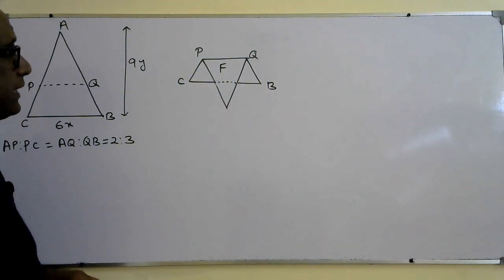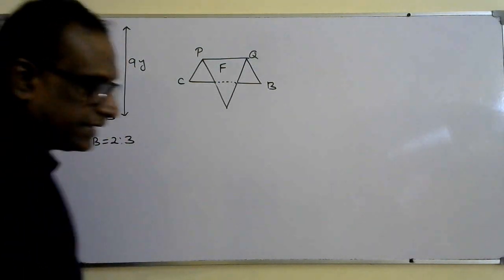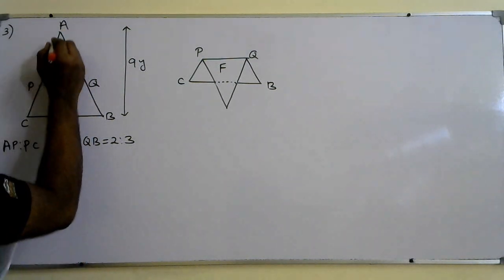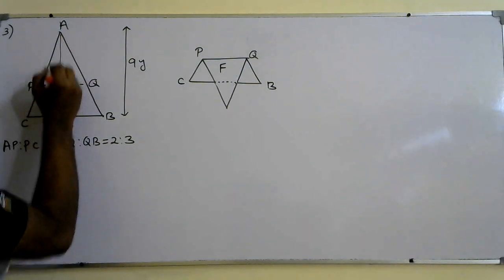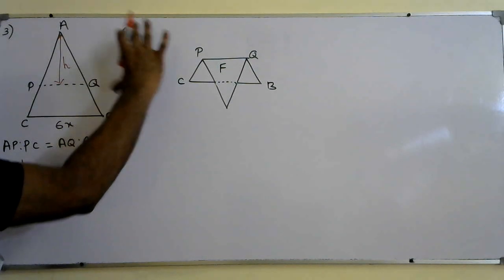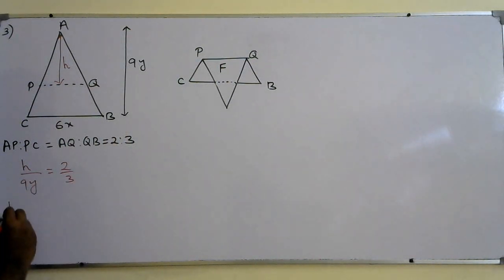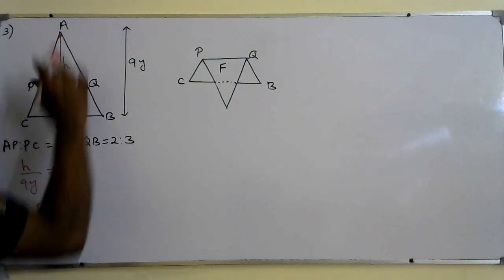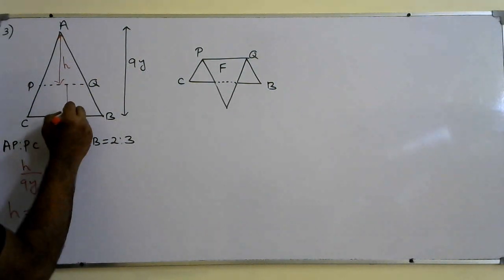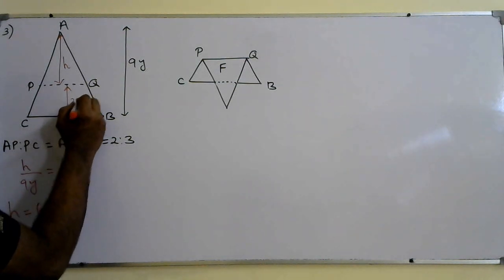Okay, we can do it like this. The height is 9y. If I take the height of the triangle APQ as h, then h over 9y is 2 over 3, so h will be equal to 6y. So 6y plus 3y makes 9y. So this height will be 9y minus 6y, which is going to be 3y.